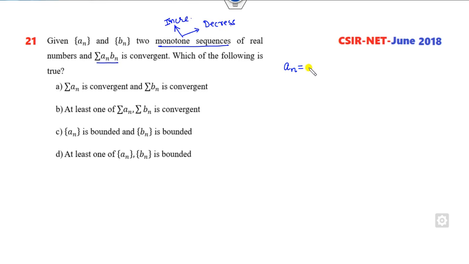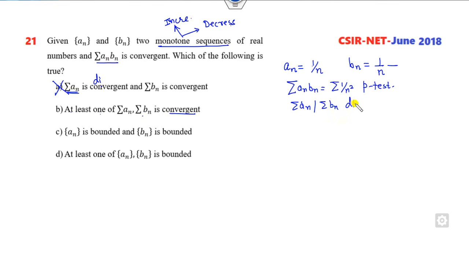So look at that. If I consider one sequence as 1 over n, it's monotonic, fine. If I consider Bn again as 1 over n, fine. Then what is An into Bn? Clearly this series is convergent by the P test, but the series of An is divergent, but the option said convergent, so that option is wrong. At least one of them is convergent, but here both series are divergent, so this option is also cancelled.